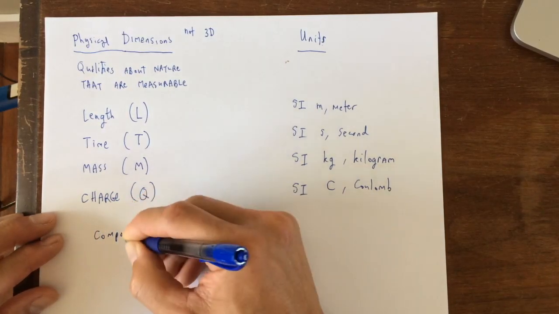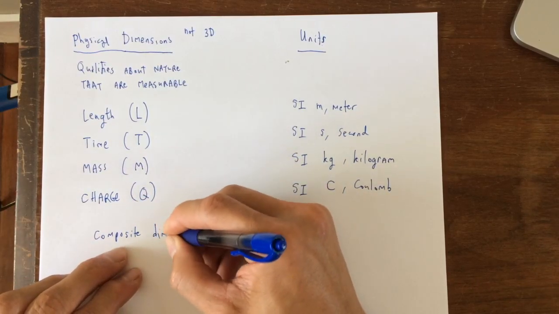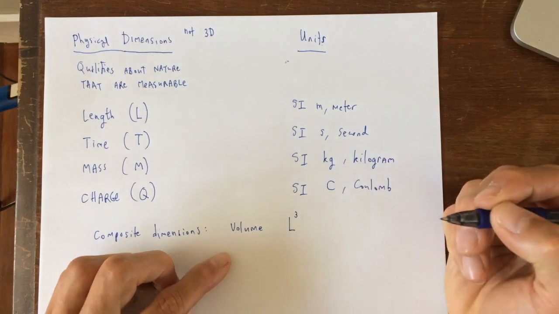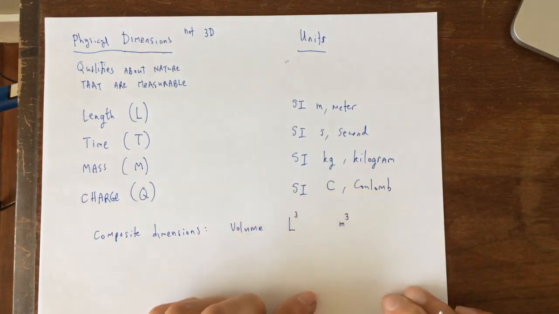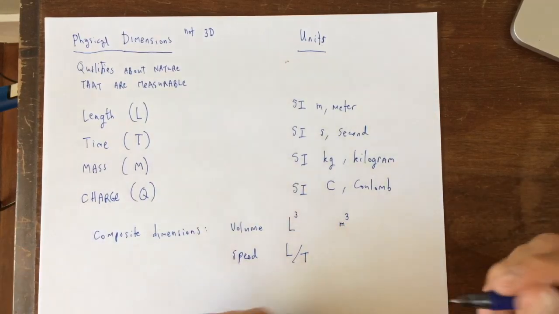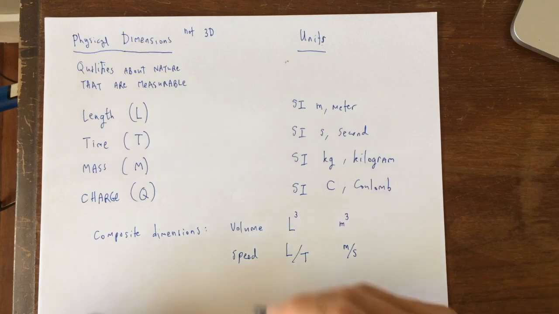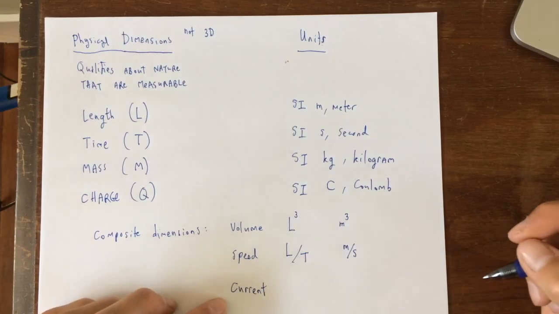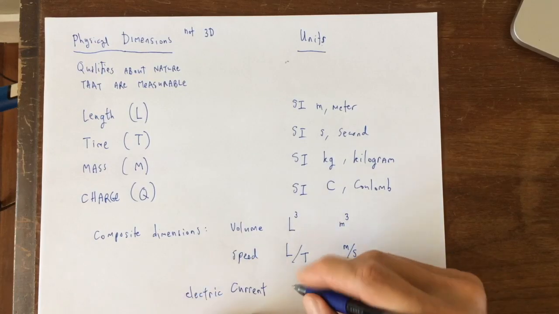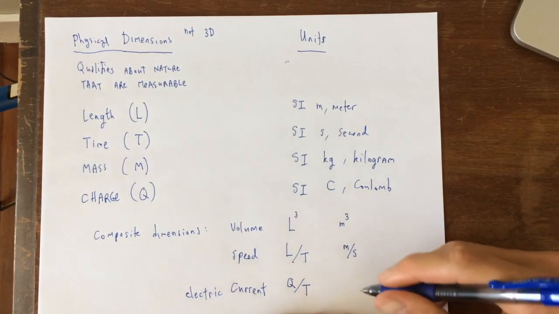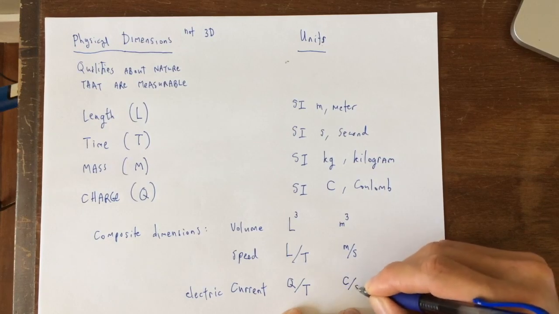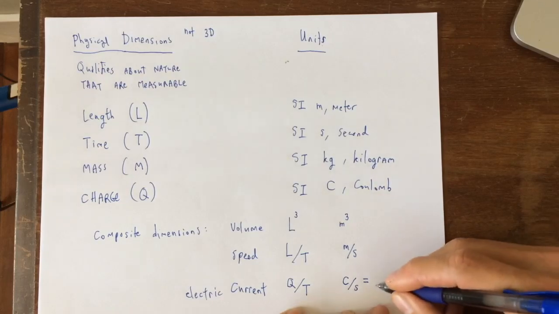So really quick extra note, composite dimensions, for example, volume is length cubed, and we can get the meter cubed as an example of a volume unit. Speed is length per time, for example, and we could use the SI units meters per second. And it turns out that there is an interesting dimension that involves the charge. This is called the electric current. And the electric current is simply charge per time. So the SI unit will be the coulomb per second. And it turns out that the coulomb per second is also known as the amp.